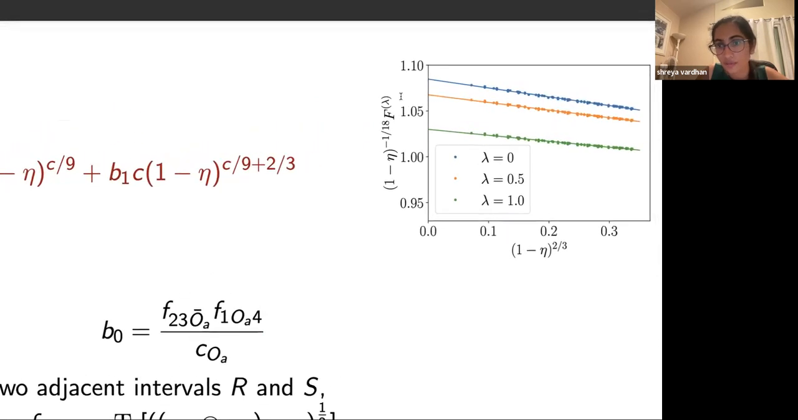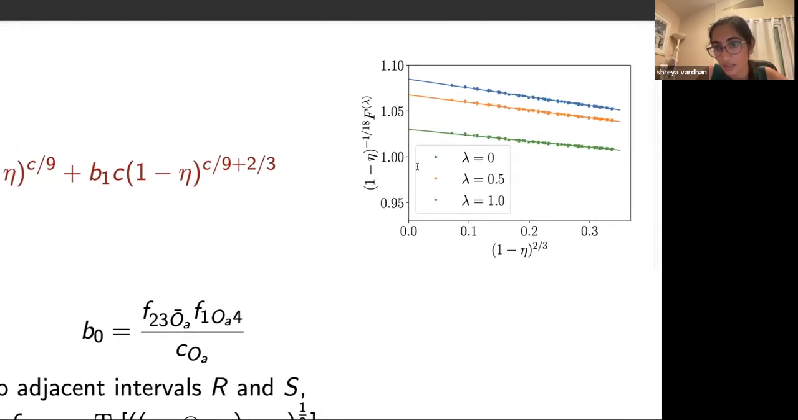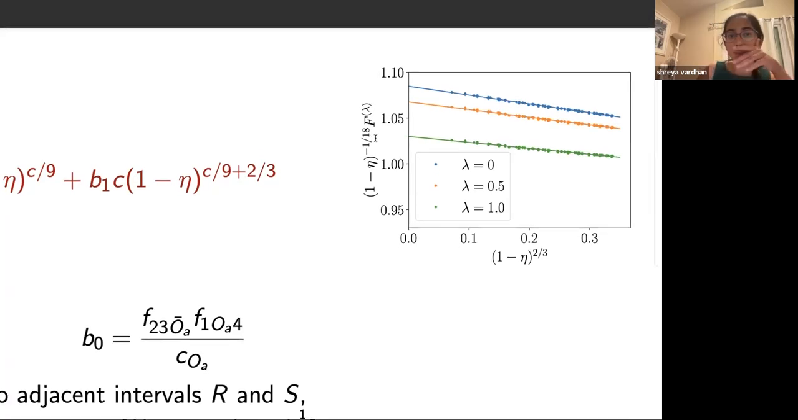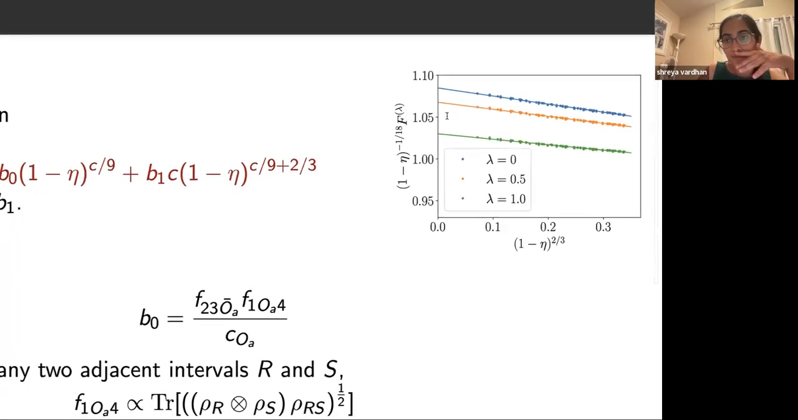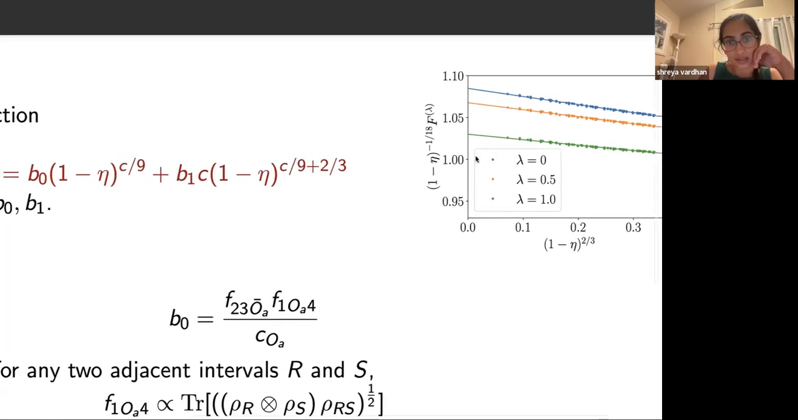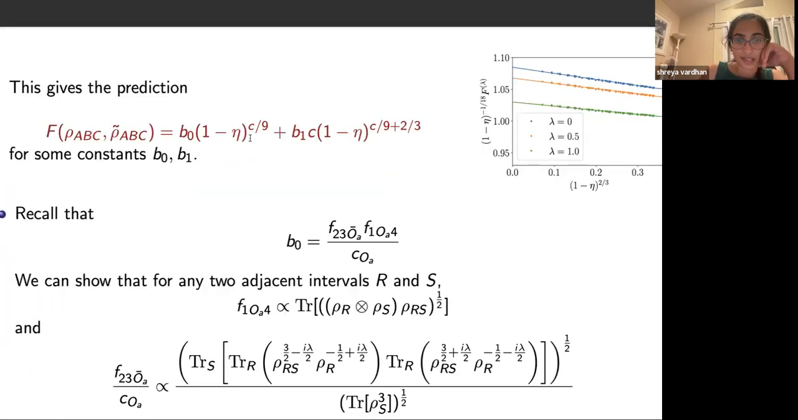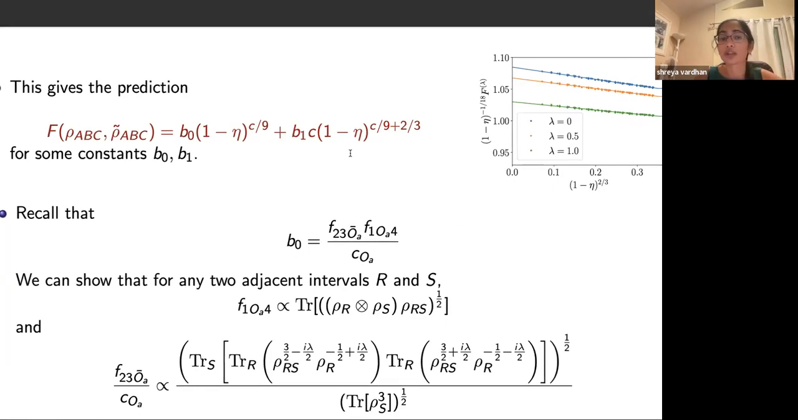So basically here we're looking at the fidelity as 1 minus eta goes to 0, and we plot it as a function of this. And this is for the Ising model where c is equal to 1/2. And basically the fact that these are straight lines means exactly that the fidelity has this functional form. Okay, so we're able to find a very clean matching to the kinds of operators that we expect are contributing in this OPE limit.